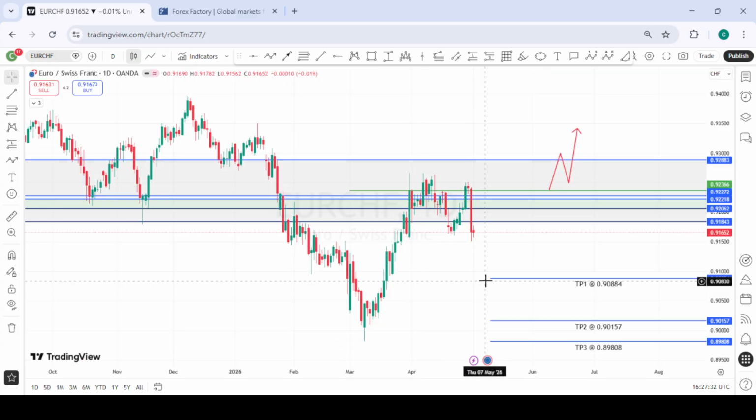This is EURCHF. This trade took us out. Well, we closed a bit earlier before we were taken out.